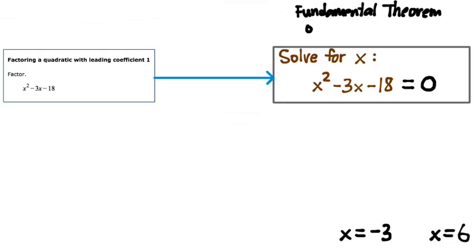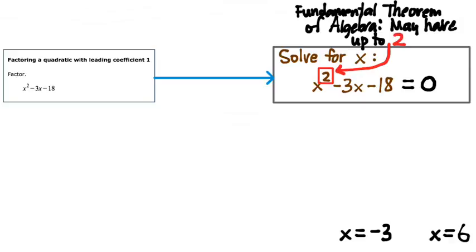So the fundamental theorem of algebra tells us that we may have as many as two solutions to this particular equation, and that 2 corresponds with this 2, the highest power of x in our polynomial. Up to 2 solutions. And if we believe Darren's answer, and I do, this equation actually does have 2 solutions.